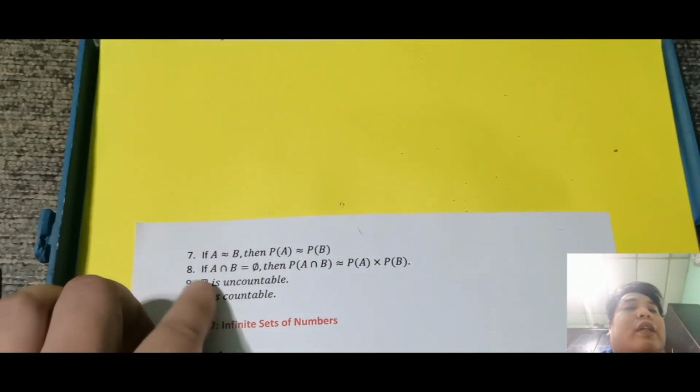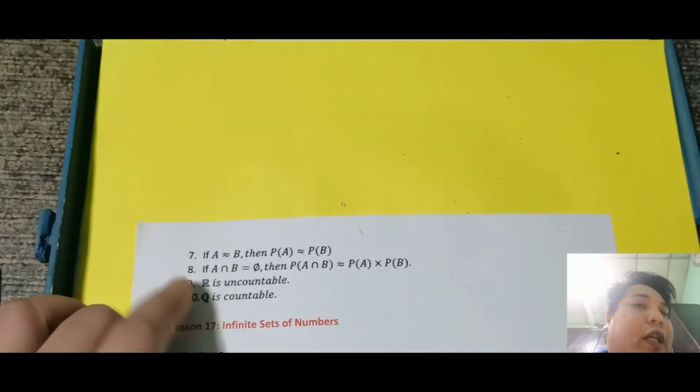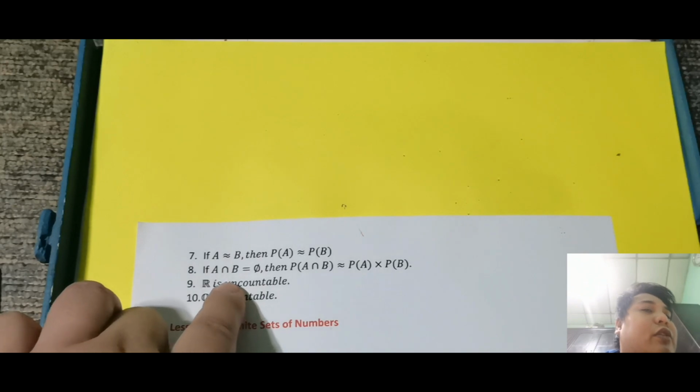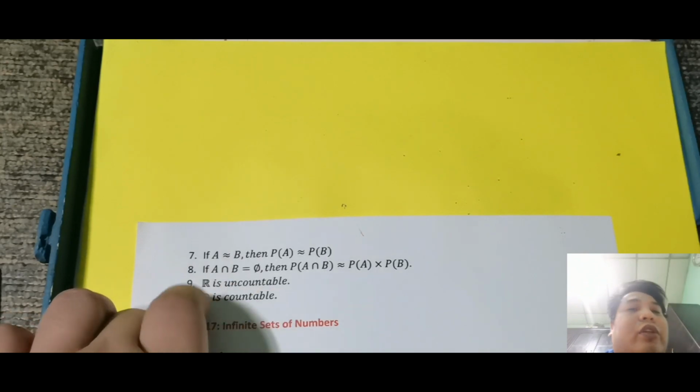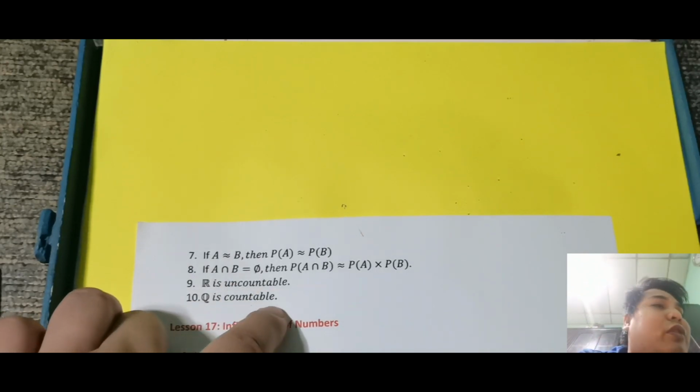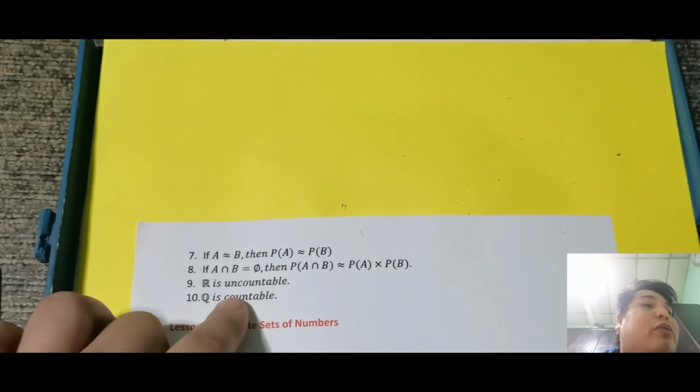Okay, next is R is uncountable. So, ayun na nga, number 9, R is uncountable. Hindi ko ito ipuprove sa next video. Next, number 10, Q is countable. So, dun sa next video, ipuprove ko siya.